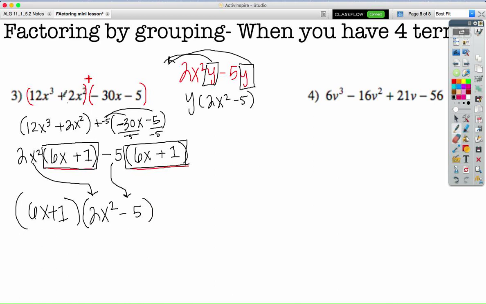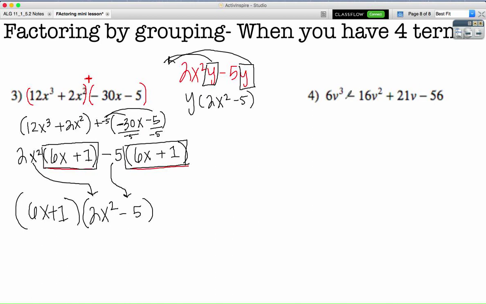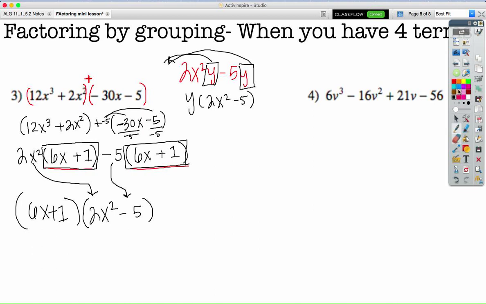So you group, pull out the GCFs. If your parentheses match, you pull out the parentheses and write what would be left. So we'll do one more like that. So question 4, out of the 4 coefficients, there's not one number out of all 4 that I could pull out. There's a v with the first 3, but not the last one. So we're going to group them together, the first 2 and the last 2. Since there's a plus here, I'm safe. I don't have to watch out for that.